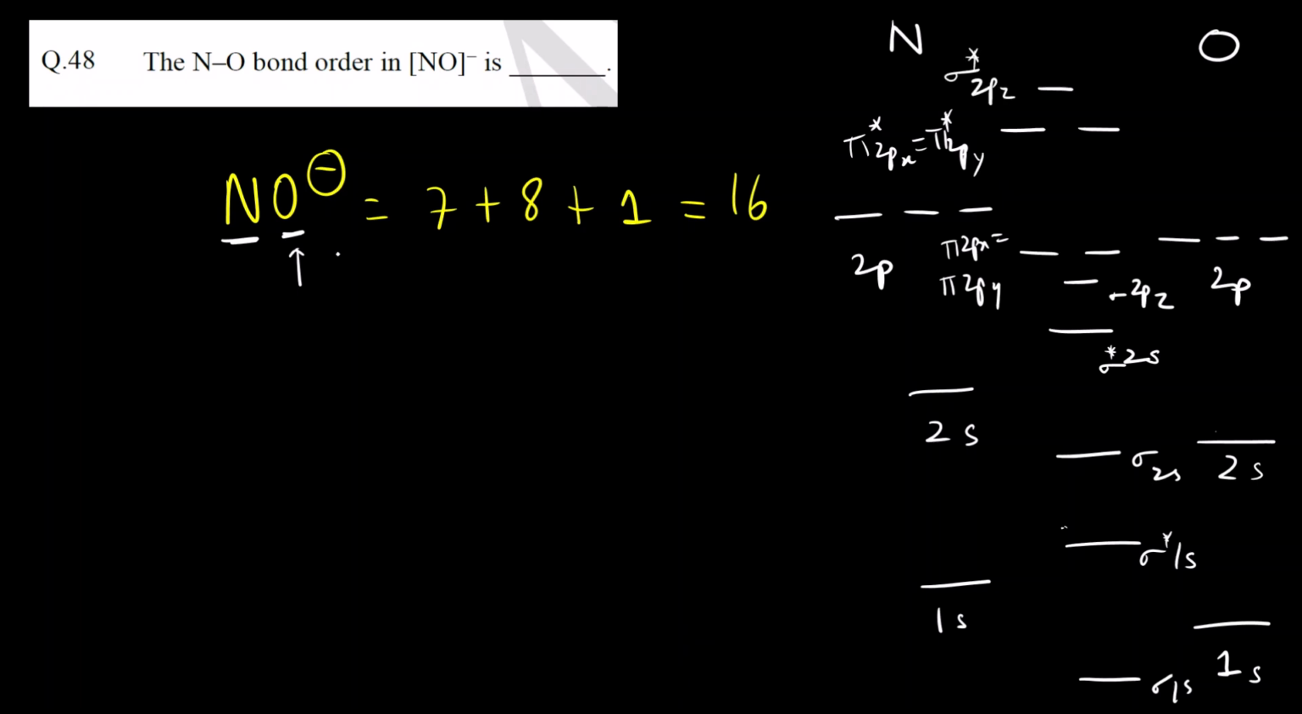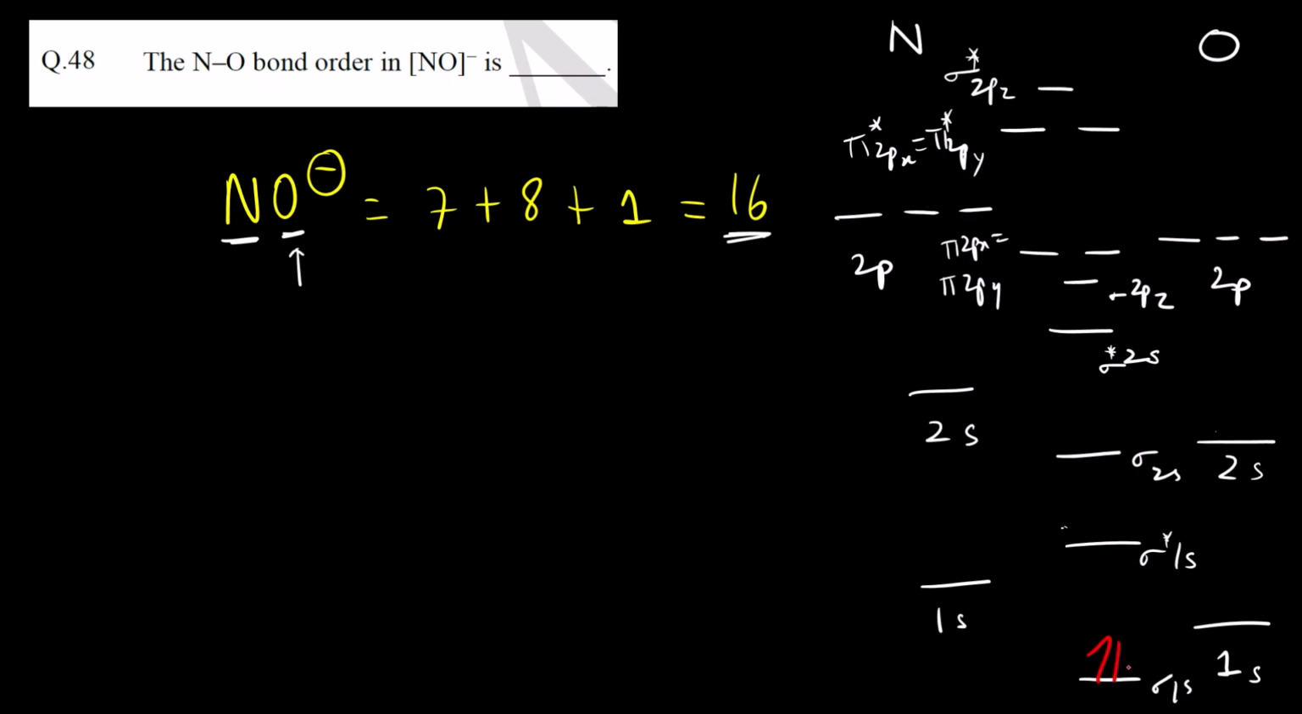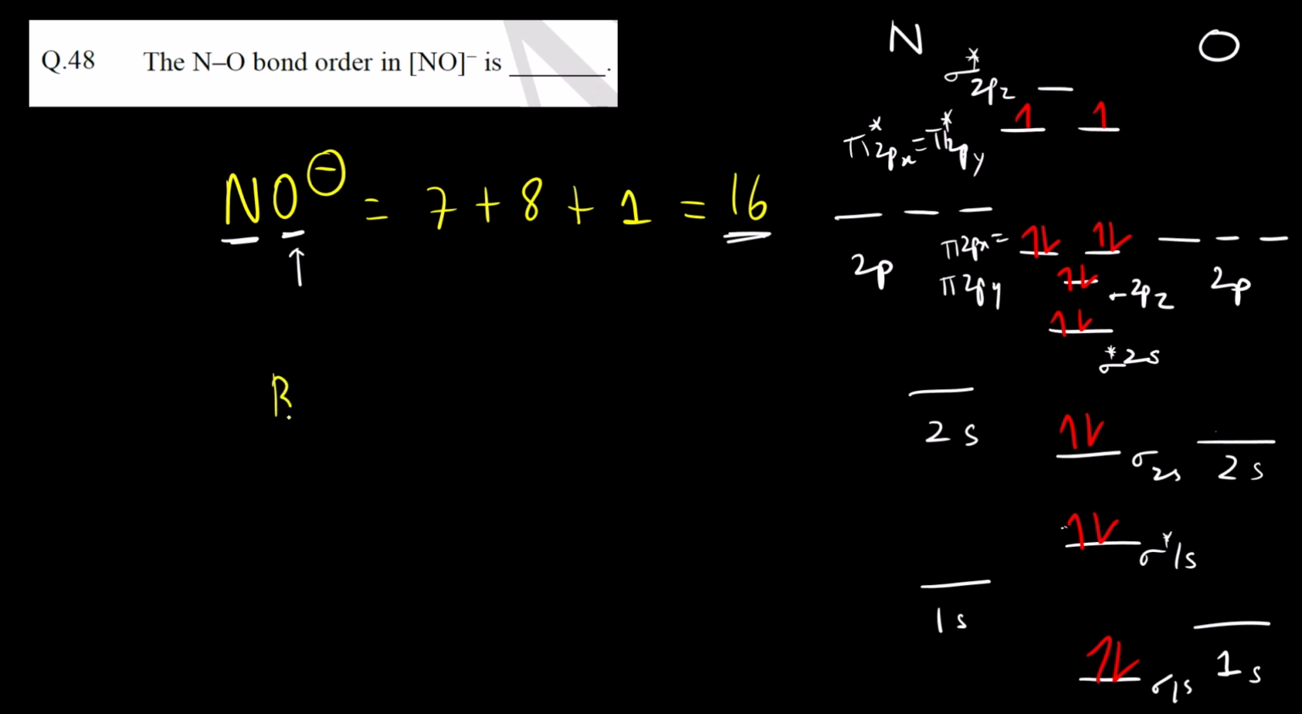Now, total how many electrons we have to fill? 16 electrons. Okay, so let us start filling: 1, 2, 3, 4, 5, 6, 7, 8, 9, 10, 11, 12. First fill singly. Okay, then 13, 14, 15 and 16. Okay, now let us find out the bond order.